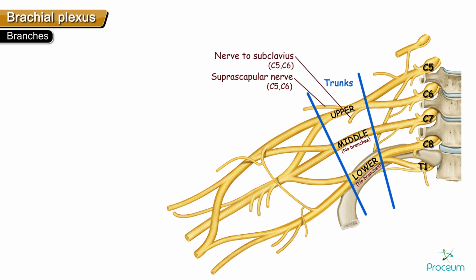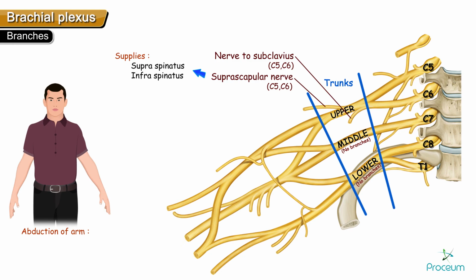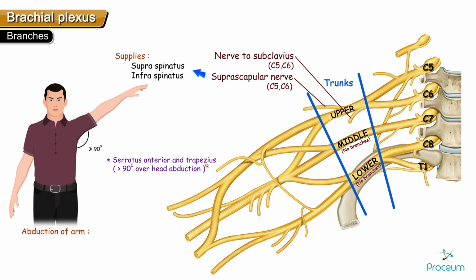Talking about the suprascapular nerve, it supplies both the supraspinatus as well as the infraspinatus muscle. Supraspinatus muscle is important in initiation of abduction of the arm. During abduction of the arm, the initial part of abduction, about 0 to 15 degrees, is by supraspinatus. 15 to 90 degrees is by deltoid. And more than 90 degrees, that is overhead abduction, is by serratus anterior as well as trapezius muscle.